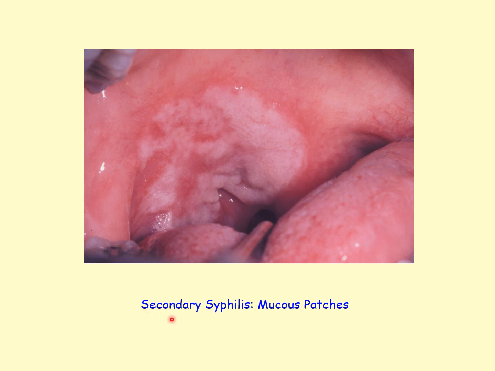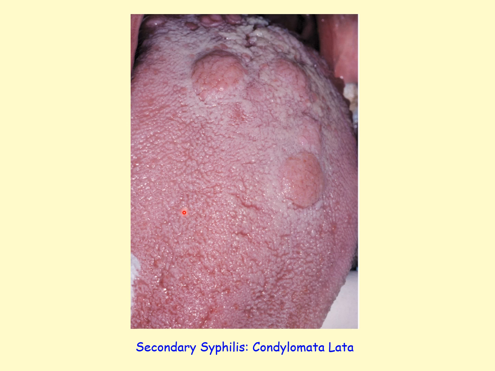The classical intraoral lesions associated with secondary syphilis are known as mucus patches, which are a mixture of white and red patches with or without ulceration. Another lesion associated with secondary syphilis are condylomas, which are basically papillary projections involving the tongue usually and resemble viral warts clinically.